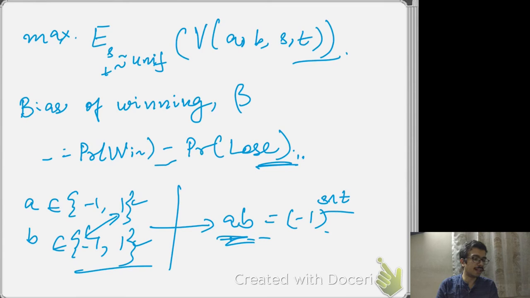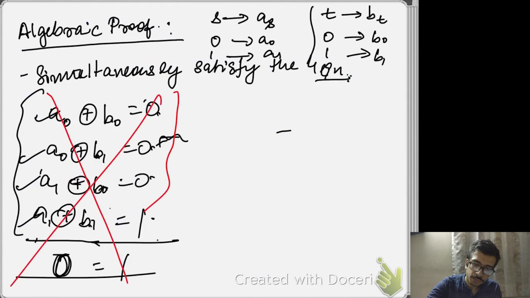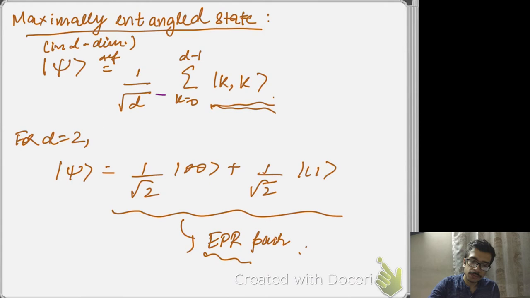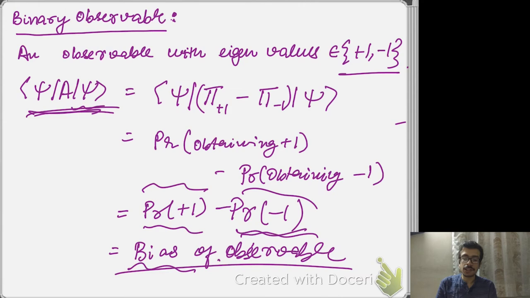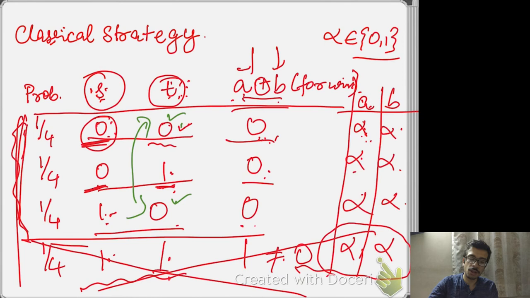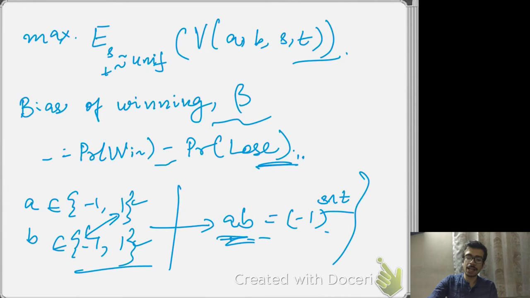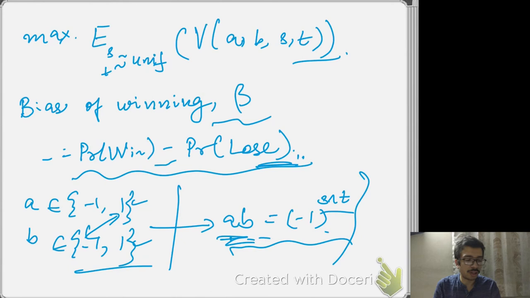This bias and this definition are essentially important, because this allows us to define binary operators. So let's review. We defined a binary observable, with eigenvalues plus 1 and minus 1, where the expected value of this binary observable is the same as the bias, the probability of win minus lose. So when we are defining quantum operators, we can define them in terms of binary observables, and over there it will make sense. So we can talk about bias, and we can define a and b in this plus minus one form for the CHSH game. That will help us define the bias and the value of the game more easily.